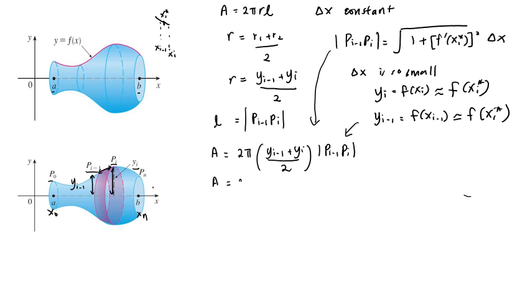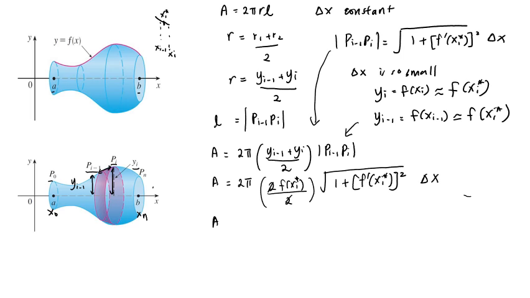So we have A equals 2π times, since yi−1 is f(xi star) and yi is also f(xi star), we put 2f(xi star) divided by 2, times the square root of 1 plus f prime of xi star squared, times delta x. Okay, simplify where you can. So you will have the area of a segment equals 2π f(xi star) times the square root of 1 plus f prime of xi star squared, delta x. So this is the area of one band.